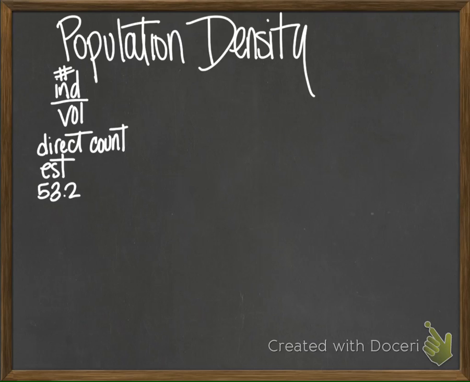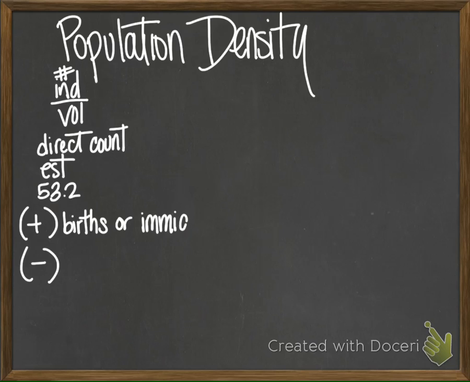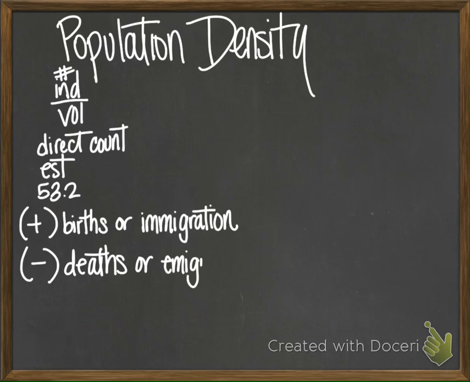Densities can increase or decrease, right? So to increase density, either more individuals have to be born or move into an area, move into your population. So you can probably imagine that to decrease, your options are for individuals to die or move out of your population.